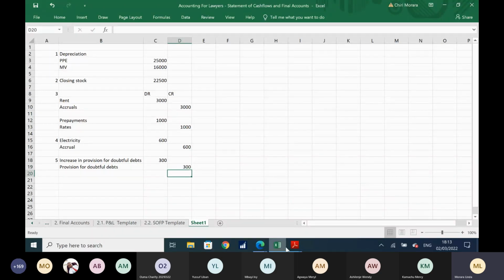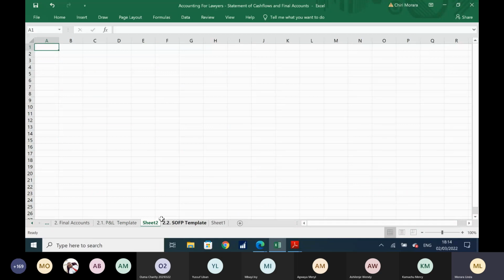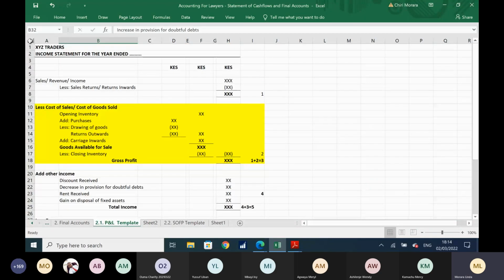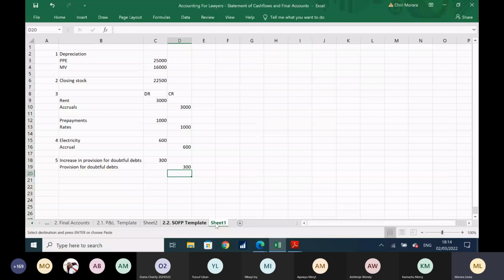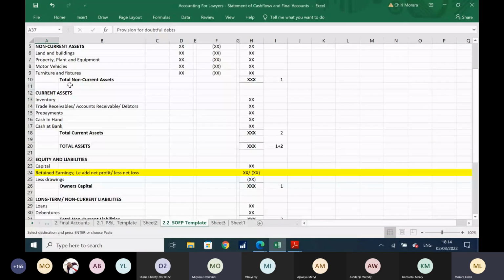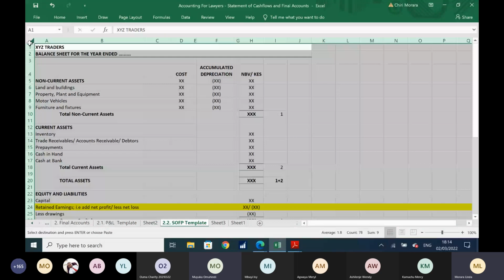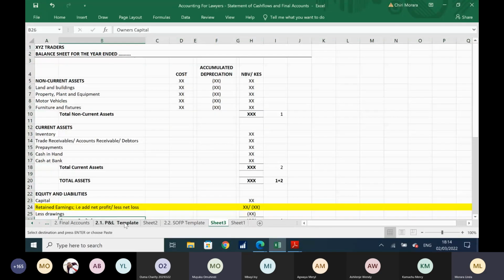So what we need to do now is, the question wants us to prepare an income statement for that year and also prepare a statement of financial position for that year. So just allow me to paste the template here in the interest of time. And this is our SOFP. This is just the template. We are just pasting it there so that we fill it in relation to that question. So we can start with doing our profit and loss account.